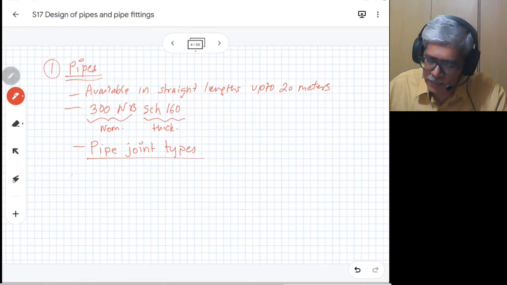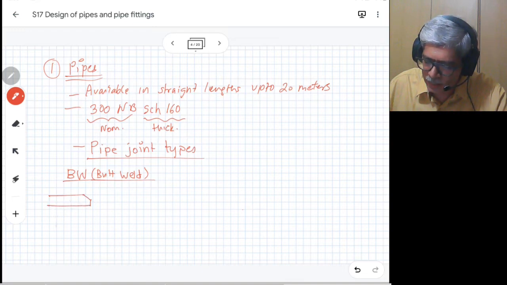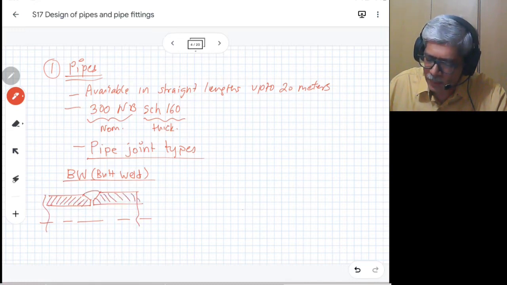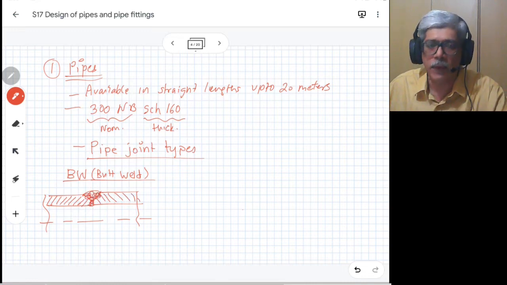The first one is the butt welded type, represented by BW. So this is butt weld. In this particular joint, the two components are joined by welding process. So we have the two components which come with the weld preparation done. So this is component 1 and this is component number 2, and they are joined together by welding process. So that is a butt welded joint.